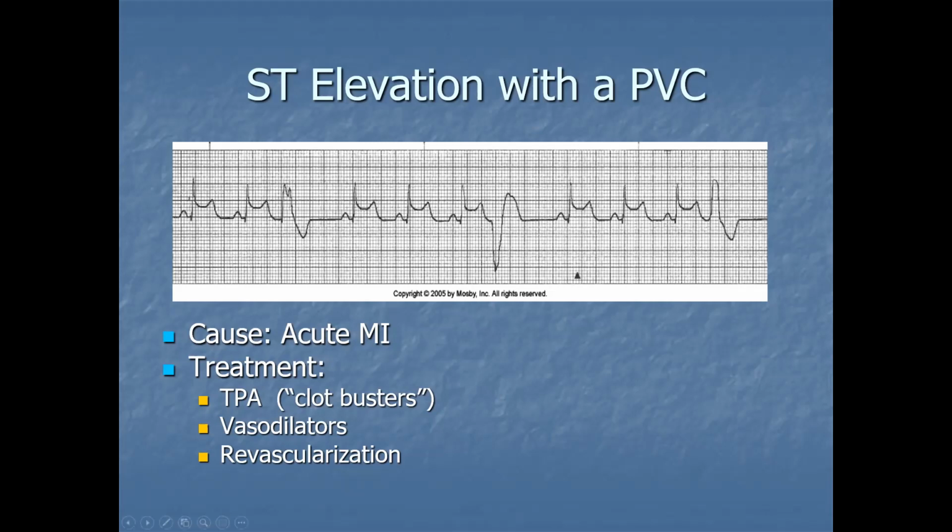So acute MI, the patient's actually actively having an MI. Treatment: TPA, again, tissue plasminogen activator, clot busters, vasodilators, cath lab. Revascularization would actually be surgery, but it can technically be accomplished also in the cath lab, where they open up that vessel. They bypass it or they open it up.